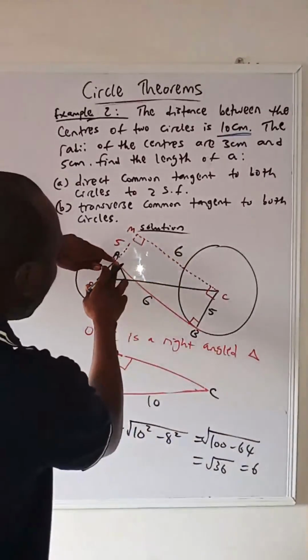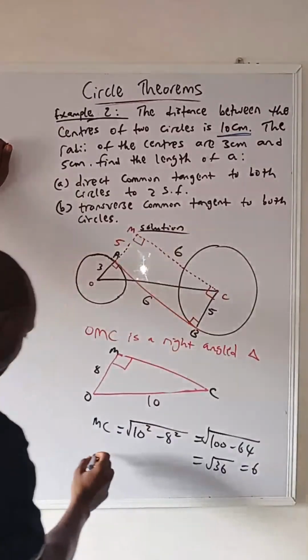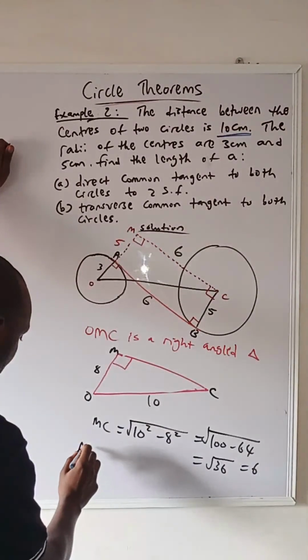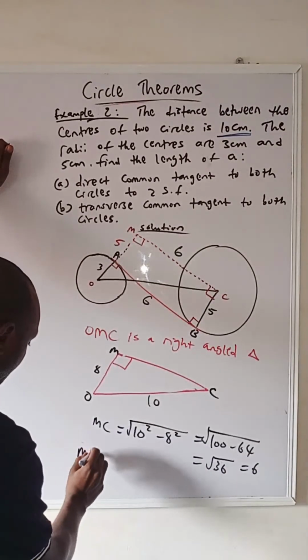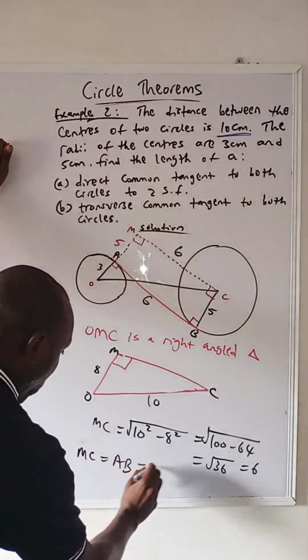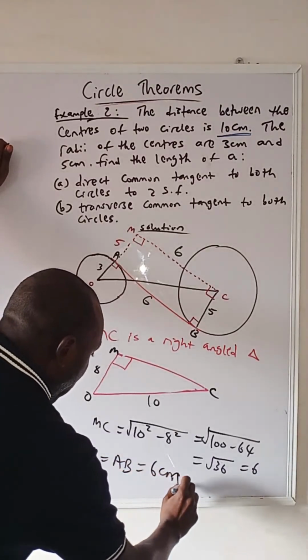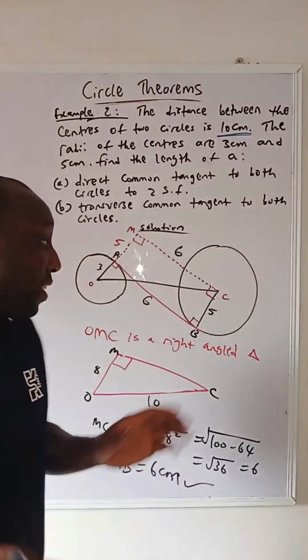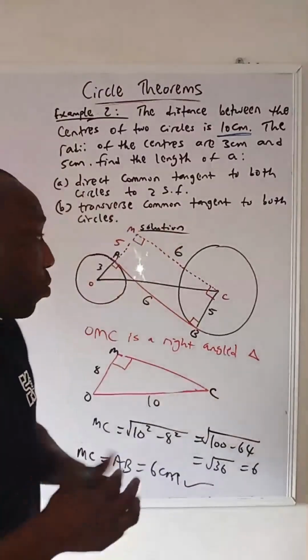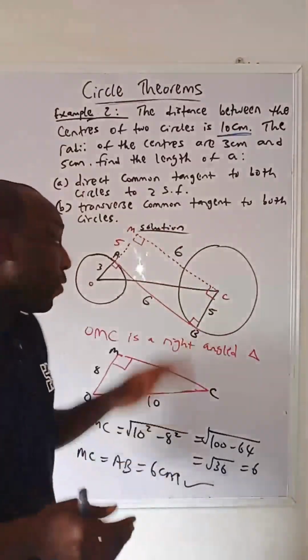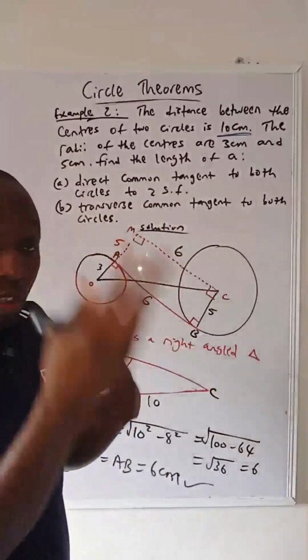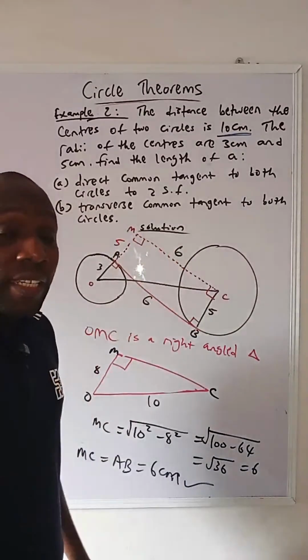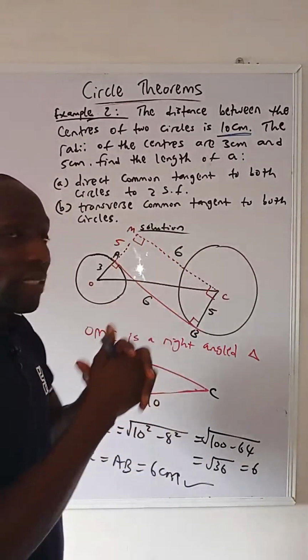So the tangent AB is what? 6. So MC is equal to AB, which is equal to 6 centimeters. So that's how you also use the other method. As a matter of fact, that formula method was derived from this. If you don't want to do your other construction as I've just done, you can easily use the formula method and get your answers straight up.